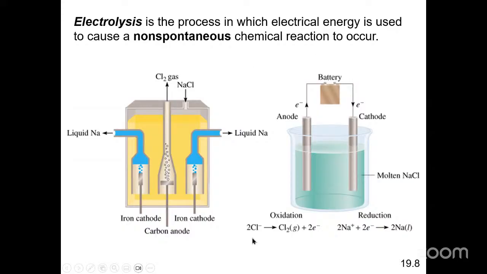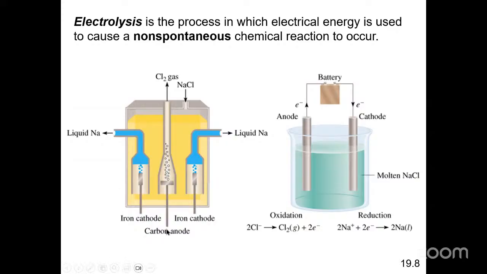So here's an example of that: the electrolysis of sodium chloride. Over here is an apparatus that is used to carry out the electrolysis of molten sodium chloride. What does that mean? Molten means that the sodium chloride is melted, so it's now in a liquid state. The term molten is usually applied to high melting point solids in a liquid state.